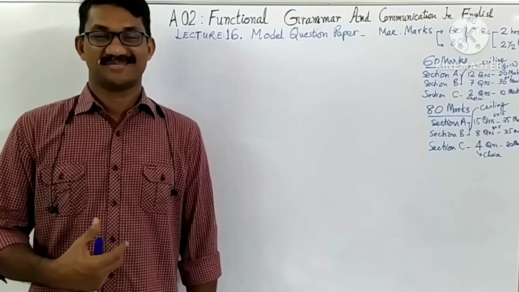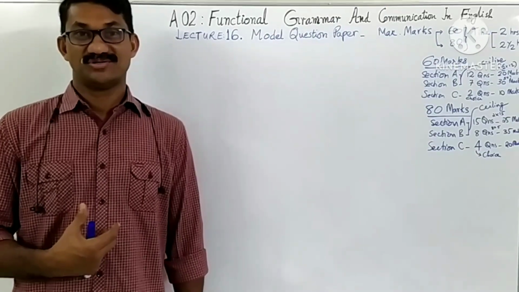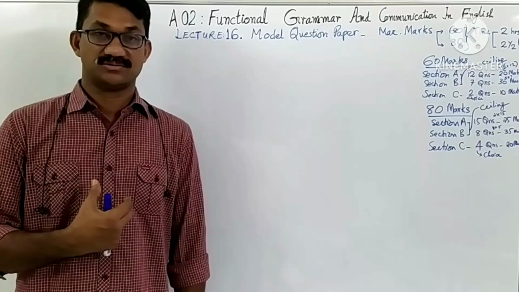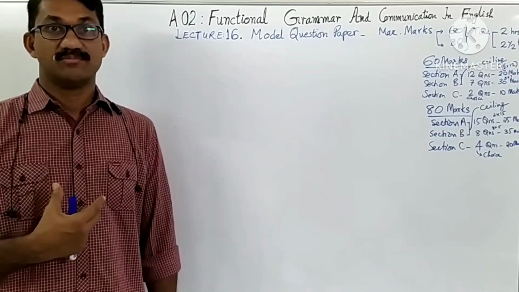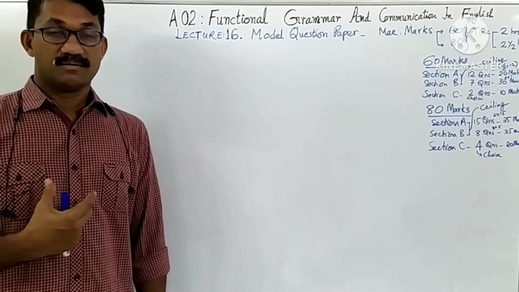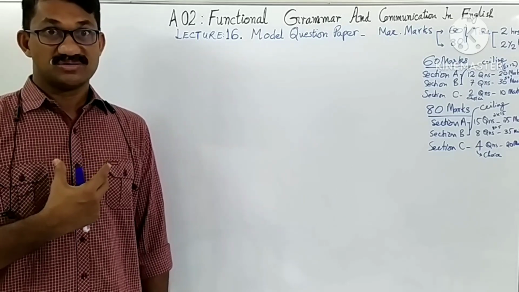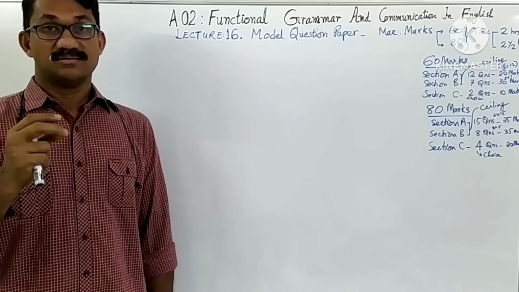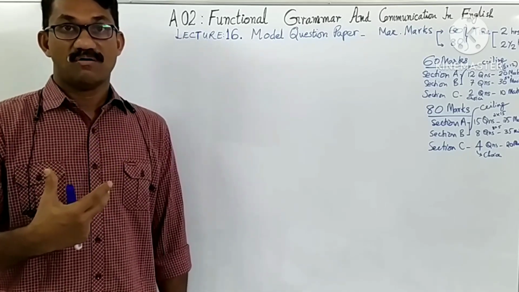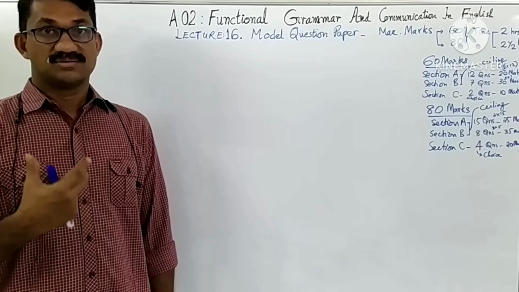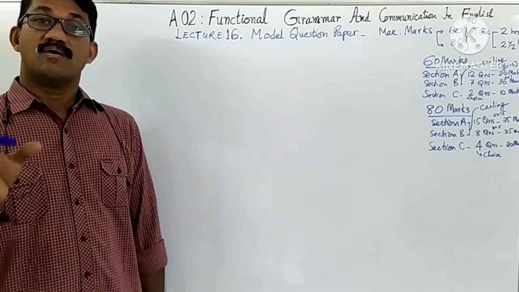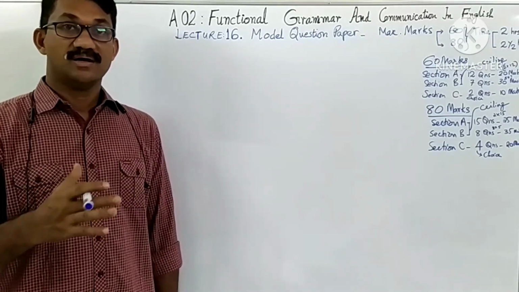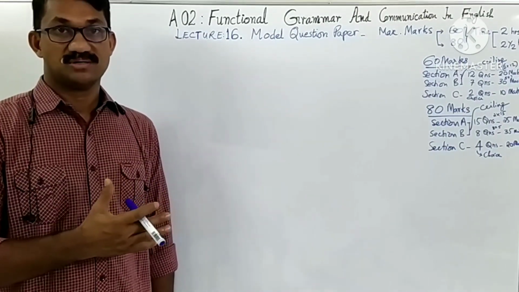Hello everyone, welcome to the 16th lecture on A02 Function, Grammar and Communication in English. Today we discuss a model question paper, and when we discuss the model question paper of A02, we have to understand the very division of marks. Say we have on one side a maximum of 60 marks and another side a maximum of 80 marks.